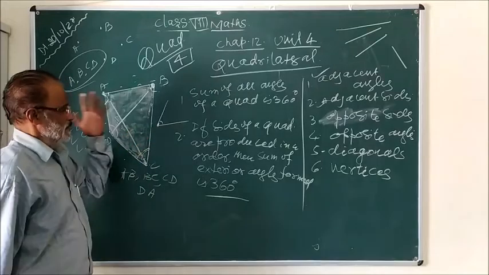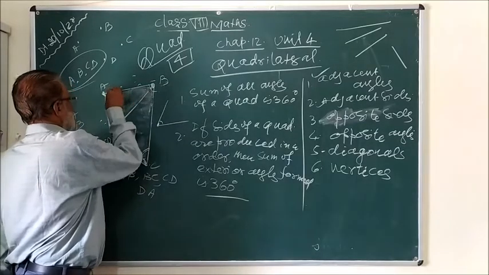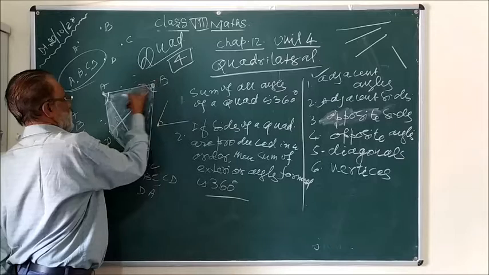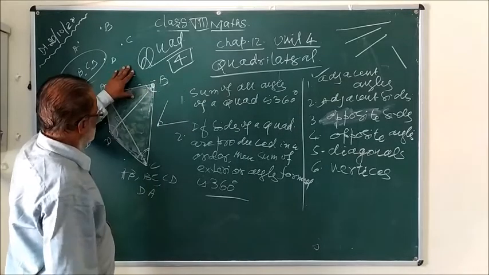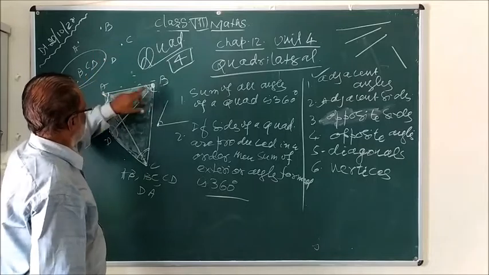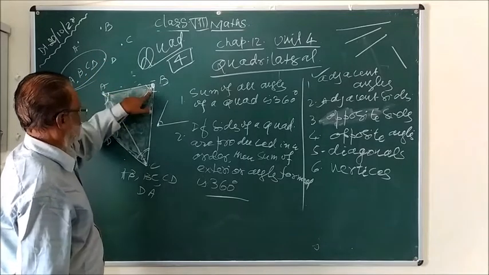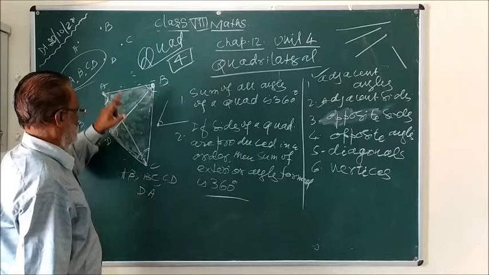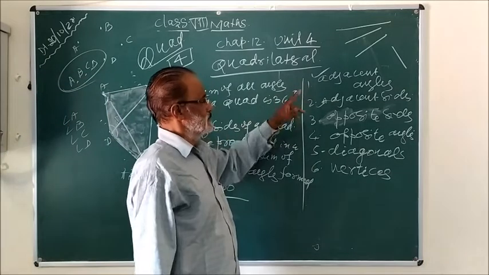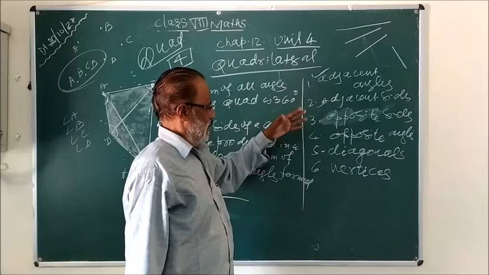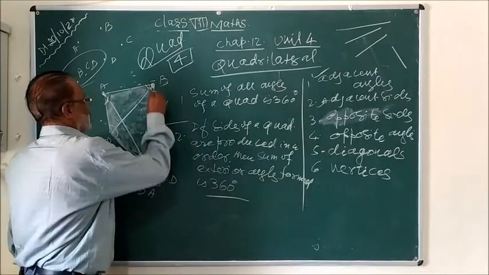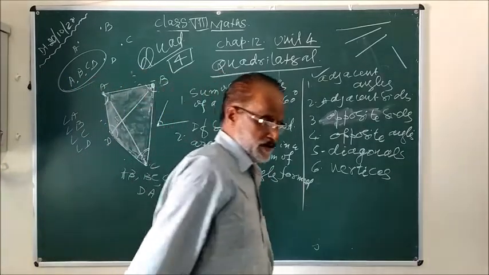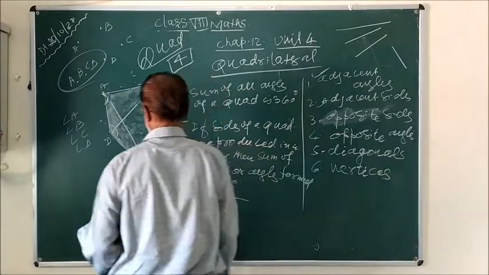And similarly, the adjacent angles: angle A and angle B are adjacent, because these two angles have the common side AB. So angles which have one common side are adjacent angles, like angle A, angle B and angle C. So you have understood adjacent angle, adjacent side, opposite side, and vertices. I said that the points where all the lines join together, meet, intersect, are called vertices.